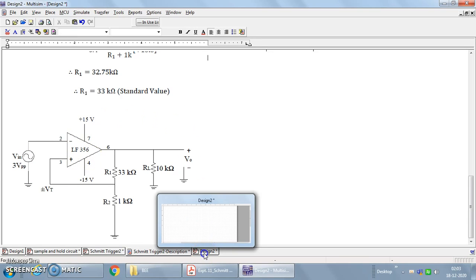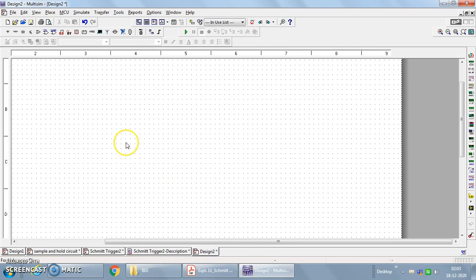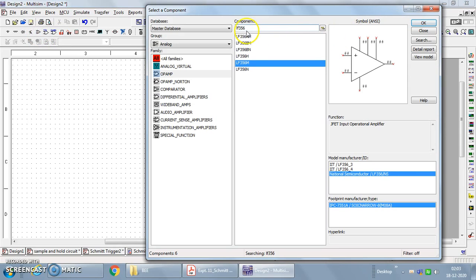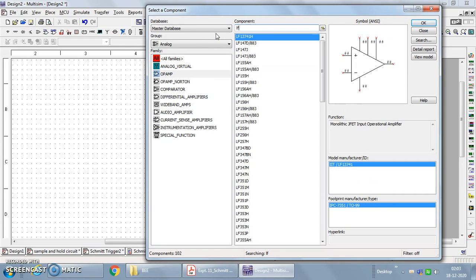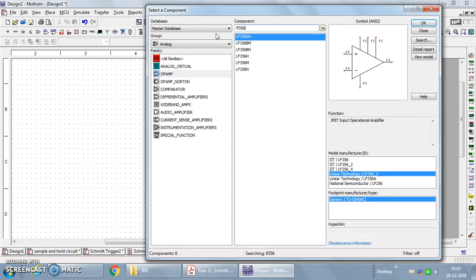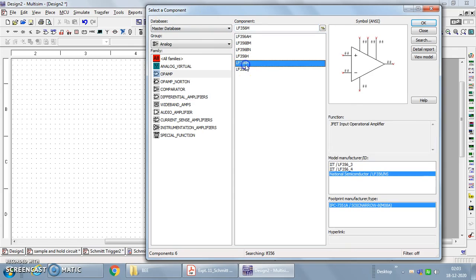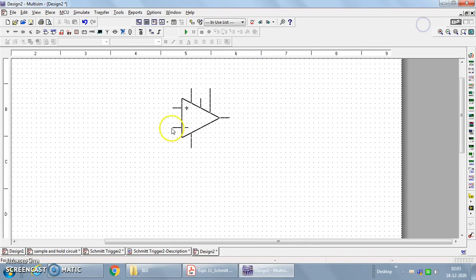So we'll go to the simulation part. Before that, we'll build the circuit. We have briefly completed the design part. Now we'll build the circuit and then simulate it. For building the circuit, I will start by placing the analog components. In the ICs, I have already chosen the LF356. Otherwise, if you type LF and then 356, from this I will prefer to use the LF356M model. Say OK.